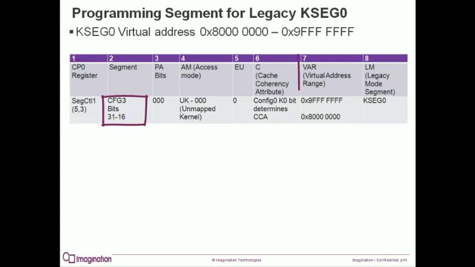This segment covers the 512 megabyte virtual address range starting at 8 million hex. The access mode is unmapped kernel encoded with 000. The physical address bits are encoded with 000, so this segment will be directly mapped to physical address 0. The cache coherency attribute will be determined by the K0 field in the CP0 config 0 register. More on this later. The error condition field EU is set to 0 to indicate that this section will retain these same characteristics when the CPU is in error state.